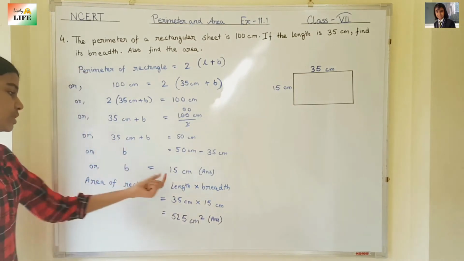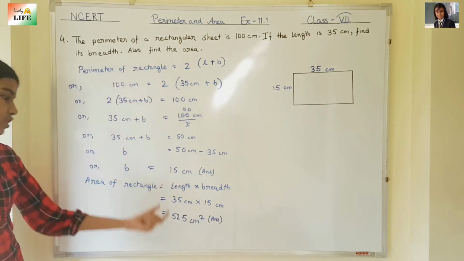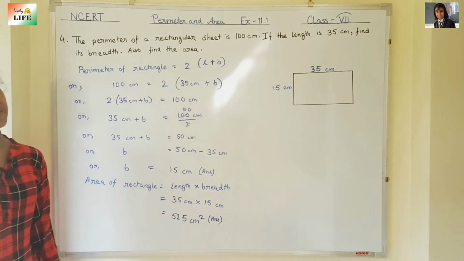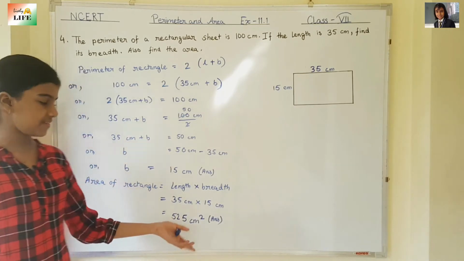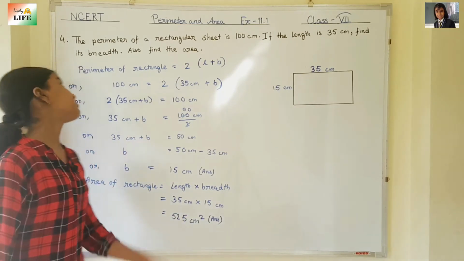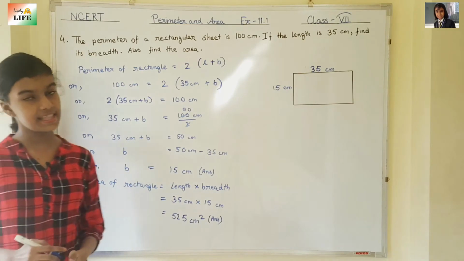See, we have found out the breadth, it is 15 centimeter, and we have also found out the area, it is 525 centimeter square. With this, we have completed question number 4 of exercise 11.1.